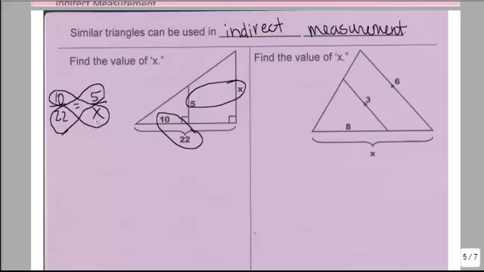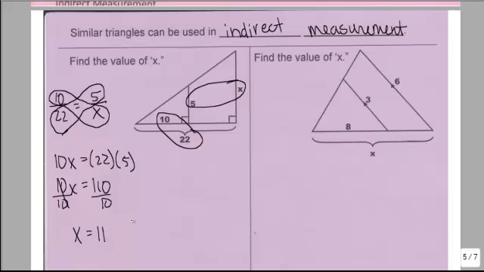So remember, you multiply these two, so that's 10x is equal to, and you multiply these two, so 22 times 5. 10x is equal to 22 times 5, which is 110. And then you divide both sides by 10, and x is 11. So we know that x is supposed to be 11.